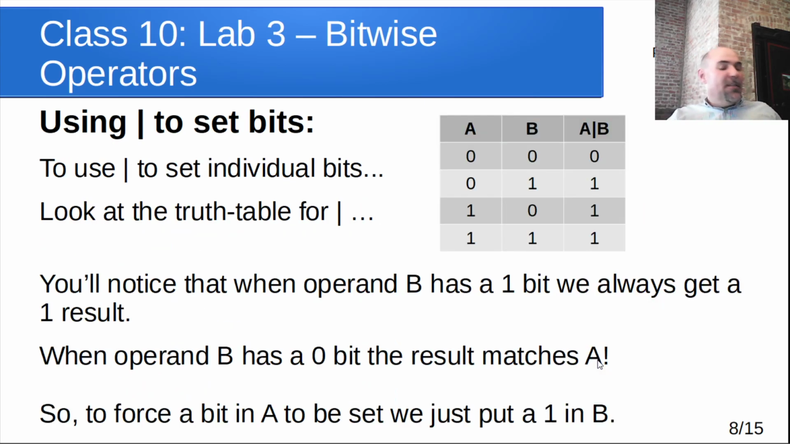All right, now let's look at using OR to set bits. So remember, AND was used to clear bits. OR is going to be used to set bits. And again, let's take a look at the truth table.